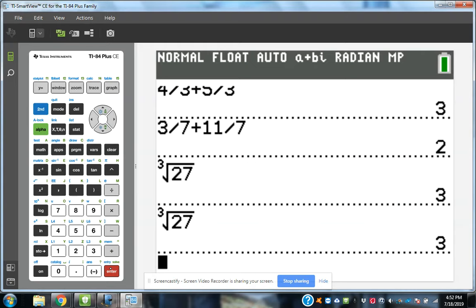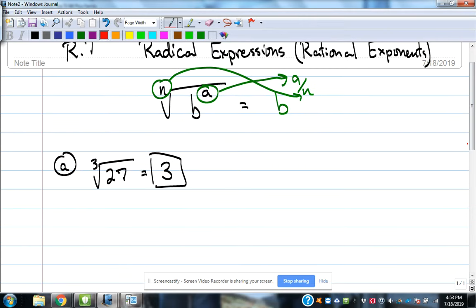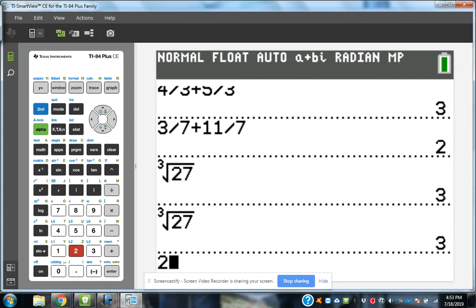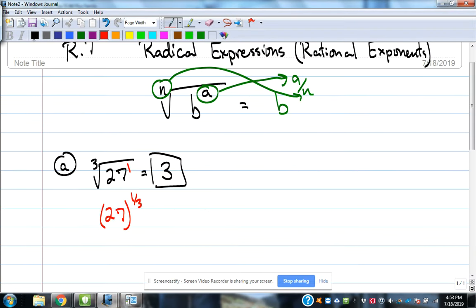So if we convert this, we know the answer is 3, and we'll put that there. What I want to do as we go along is think, okay, this is actually 27 to the first power, so that ends up being 27 to the 1/3 power as a rational exponent. So we're going to convert these as we go, just so that we can be really good at that once we get to needing that. And if you did in the calculator 27 raised to the 1/3, it's the same answer. The beautiful part is it's the same answer no matter which way you do that.